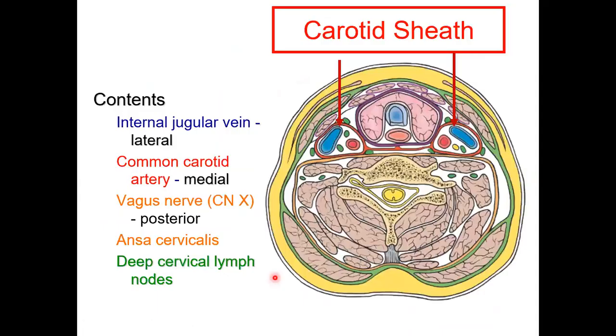So your carotid triangle is named such because your carotid sheath is in the area. Recall that our carotid sheath is investing around our internal jugular vein, our common carotid artery, as well as our vagus nerve, and lymph nodes in the area, the deep cervical lymph nodes. And the ansa cervicalis, is this saying it's inside of it? I thought it was on top of it. All right, I'm going with what she's saying there with the ansa cervicalis.